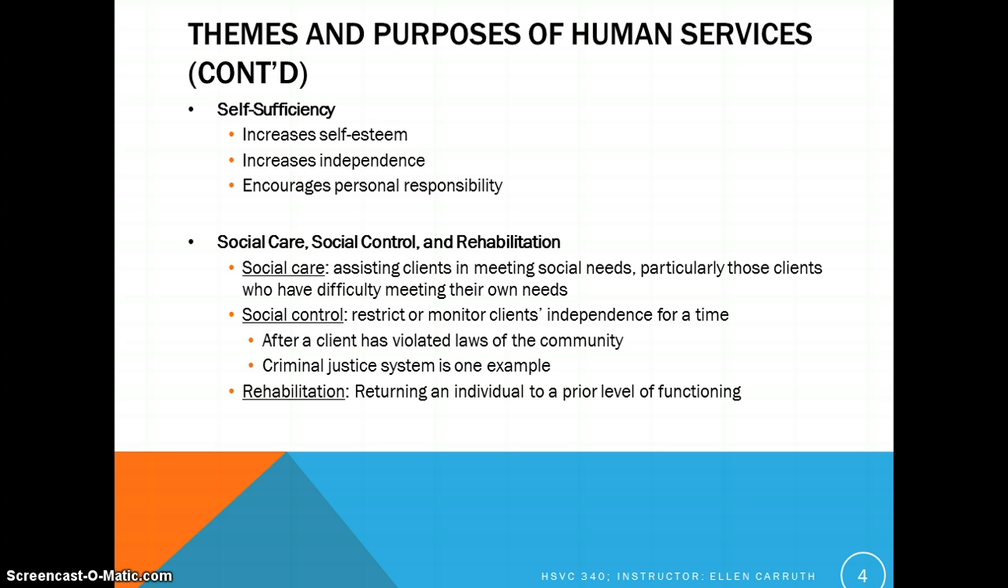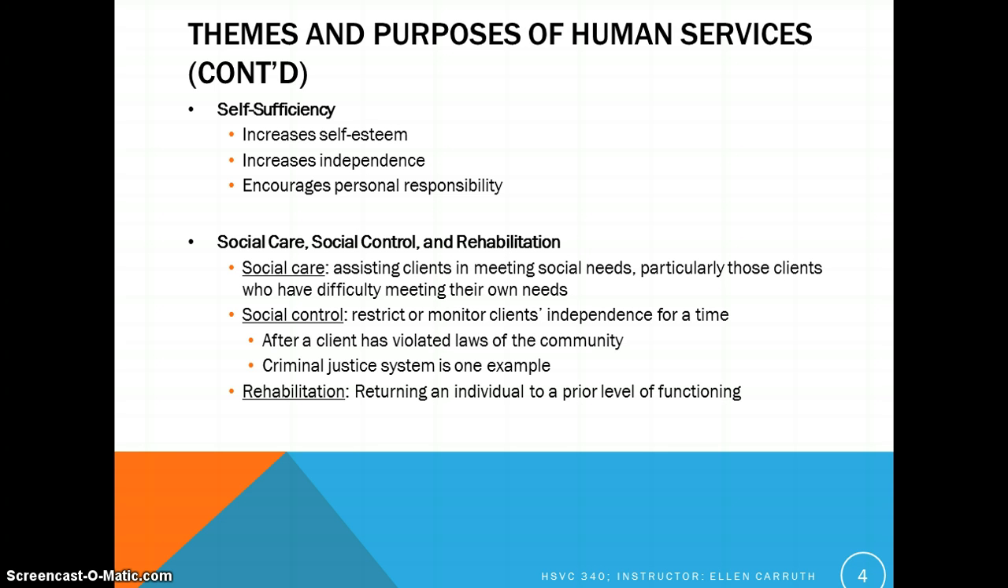Sometimes individuals have difficulty following society's mandates for what is appropriate behavior. Our society has determined a set of guiding principles or laws that serve to provide social control, the second function of human services. Whenever individuals violate these laws, then human service workers, such as police officers, emergency management personnel, and correctional officers, may be tasked with restricting and monitoring a client's independence. The criminal justice system is a good example of the notion of social control.